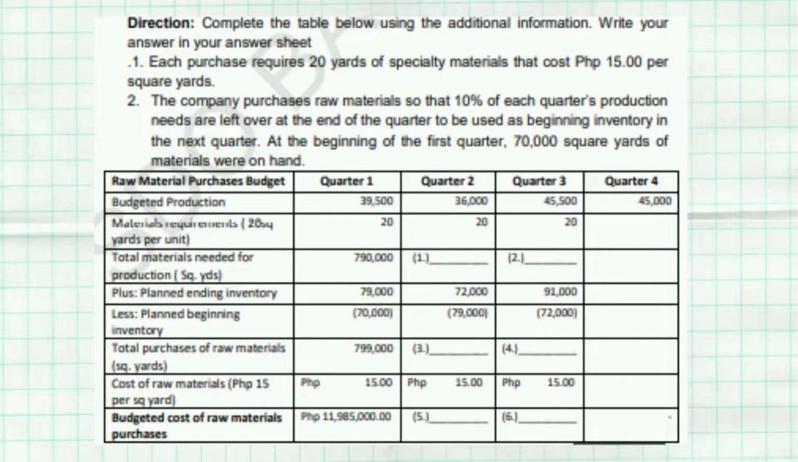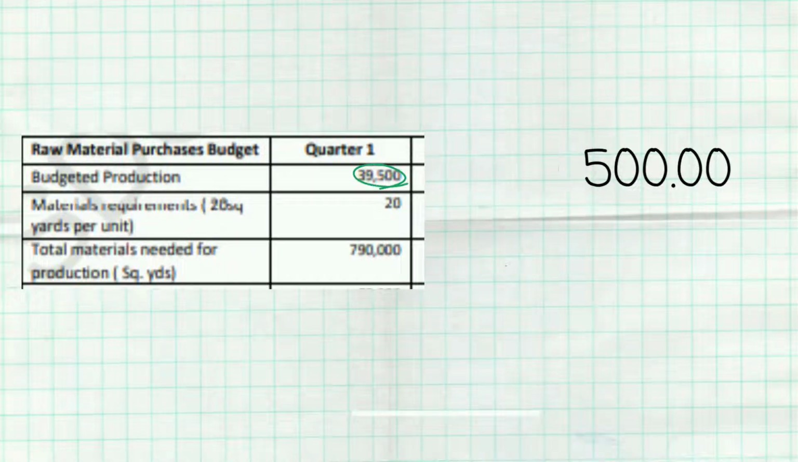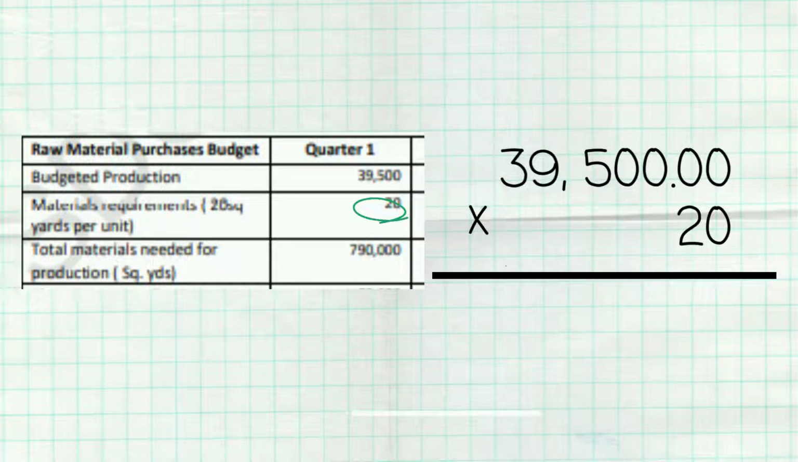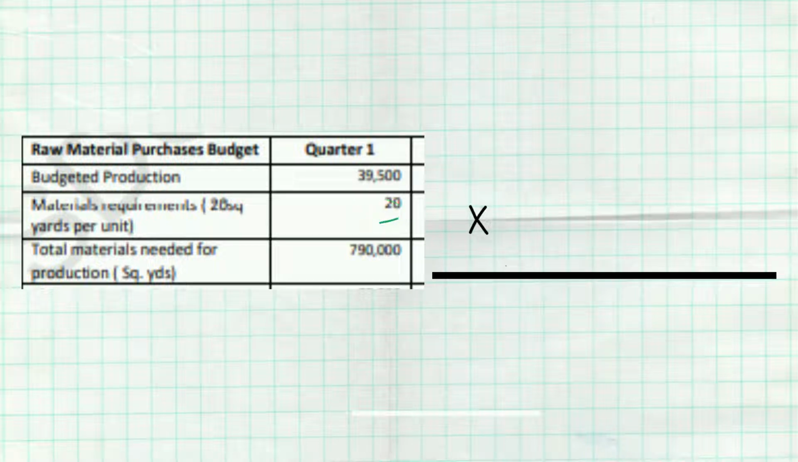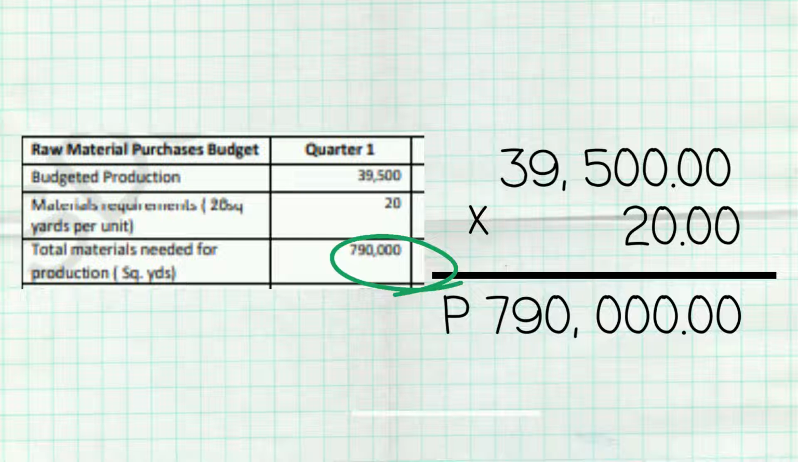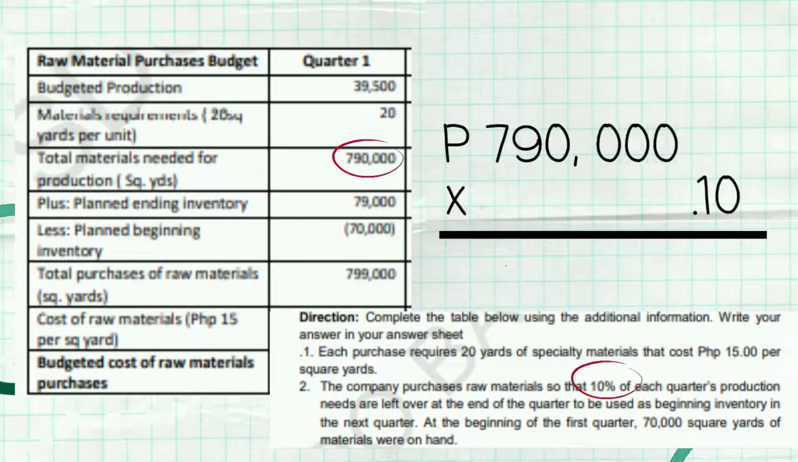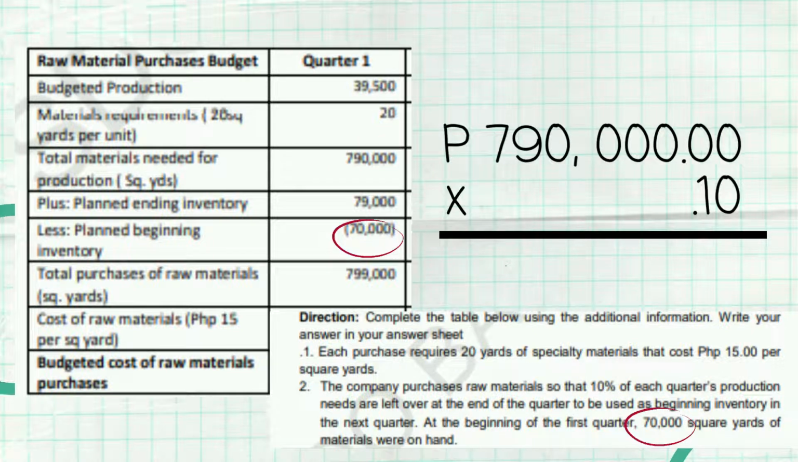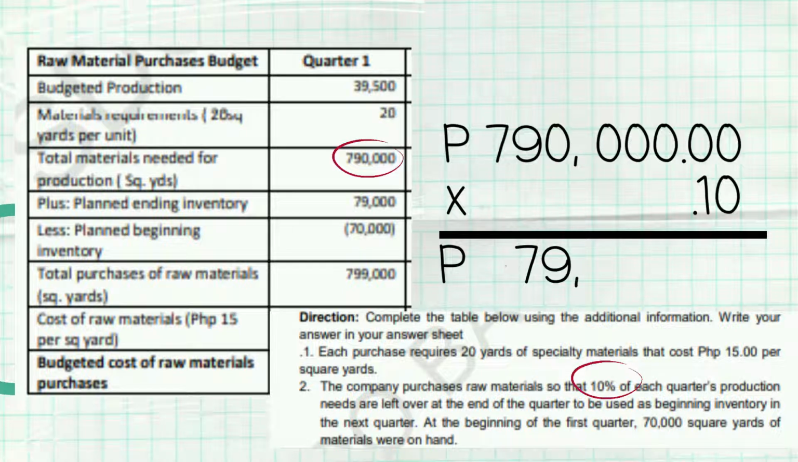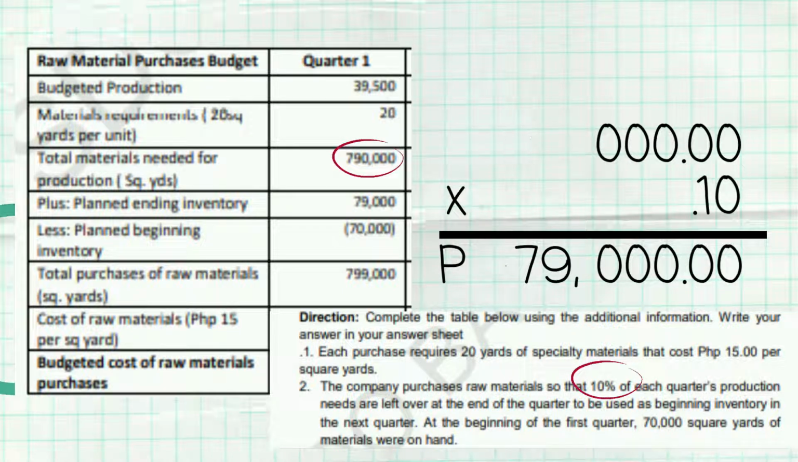Now, let's study Quarter 1. We have here budgeted production, that is 39,500, multiplied by the materials requirement, which is 20 yards. And the result is 790,000, and that will be our total materials needed for production. In this part, let's multiply 10% of total materials needed for production, which is 790,000 times 10%, as given in the requirement. 790,000 times 0.10 is equal to 79,000. That is now our planned ending inventory.